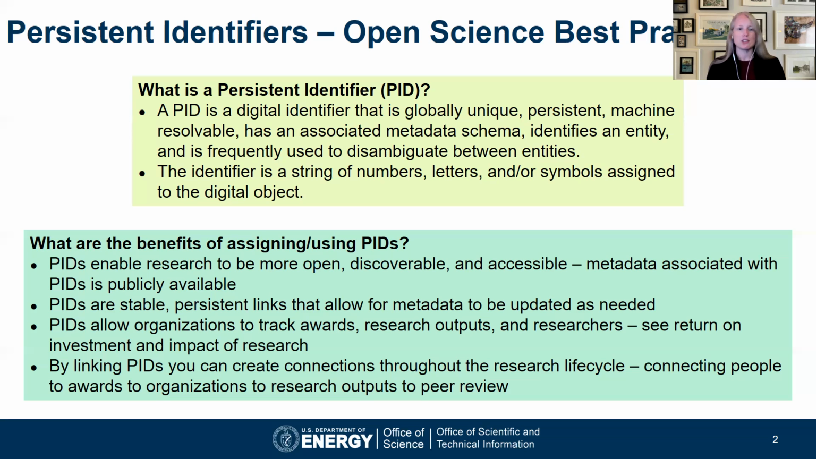They also allow organizations to track awards, research outputs, and researchers, which can be extremely helpful to see return on investment or better understand the impact of the research or the funding. And then one of the really exciting things is by linking all of these persistent identifiers together, you can really create connections throughout the research lifecycle. So you'll have persistent identifiers for people connected to persistent identifiers for awards, connected to persistent identifiers for organizations and research outputs and peer review. And all of these connections using persistent identifiers can be really powerful.